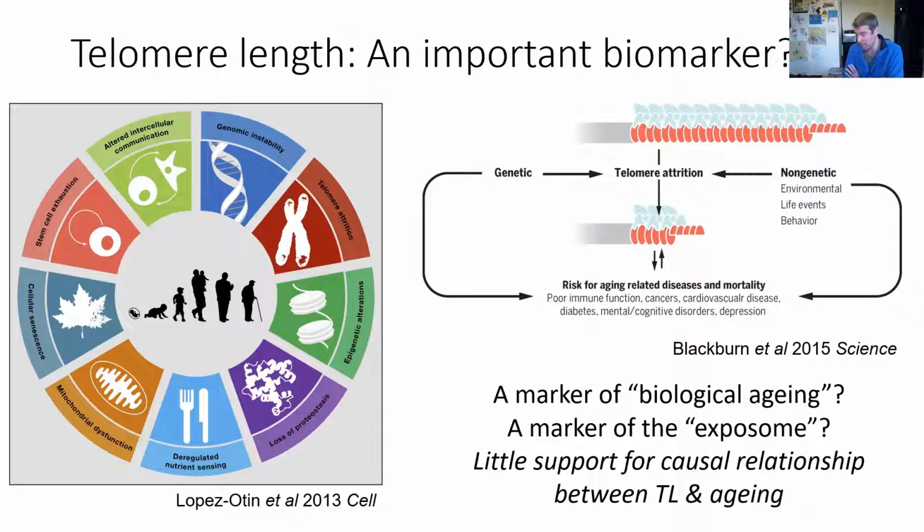From my point of view, I don't think there's very much support for a causal relationship between telomere length and aging at the whole organism level at the moment. So I think a lot of what we're talking about are correlated relationships between telomere length and other important processes, but that doesn't mean that telomere length and telomere attrition couldn't provide important insights and be an important biomarker of things that we care about.